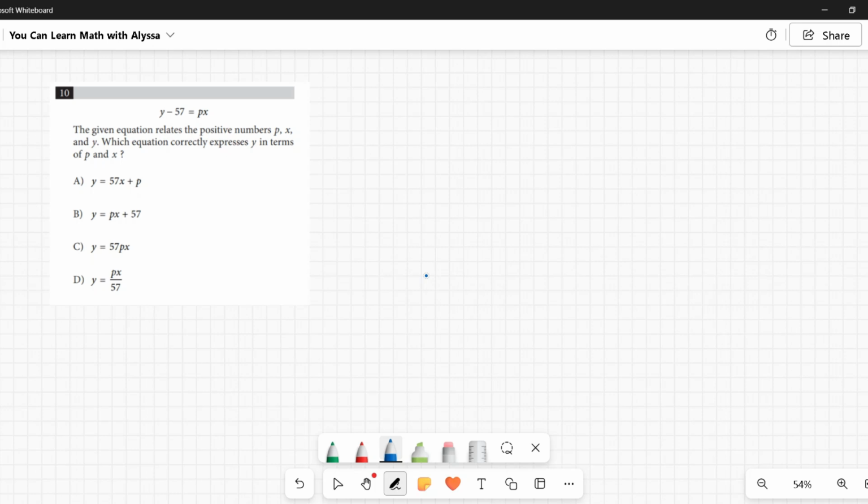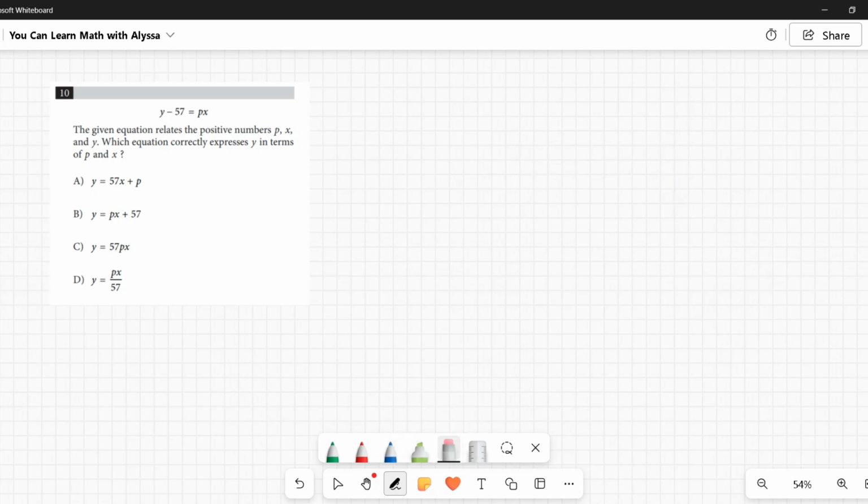Anytime you have a problem that says which equation expresses this variable in terms of all these other variables, all they're wanting you to do is to get that variable, the named variable, all by its lonesome on the left, and then everything else over on the other side. They are not asking you to solve for this variable in the normal sense, as in, oh, I need to figure out that y is equal to 2/3 or whatever.